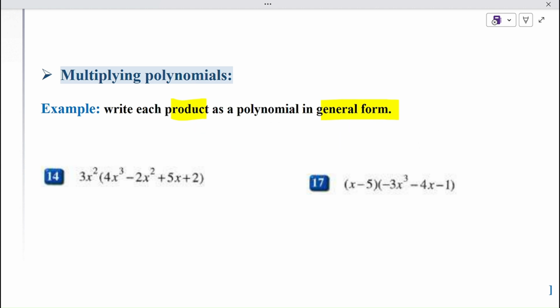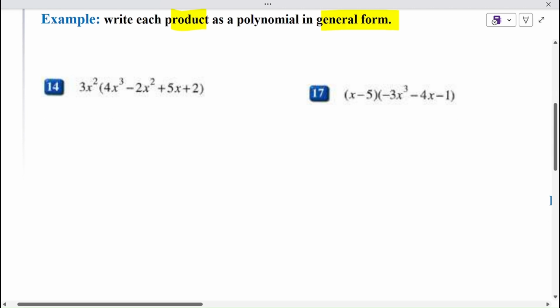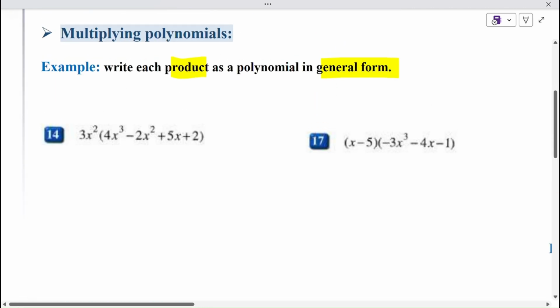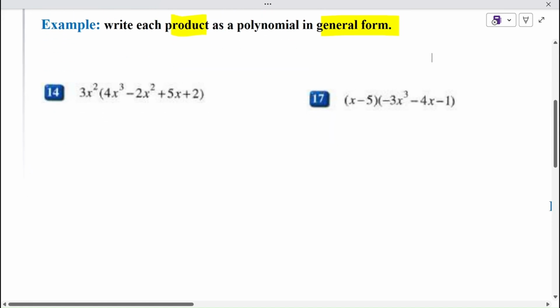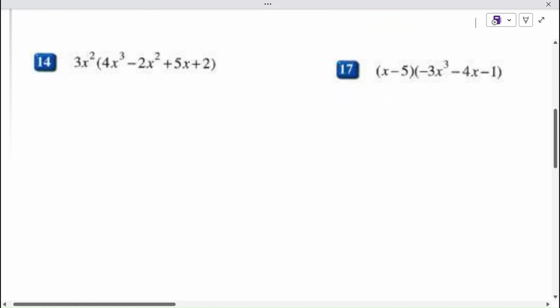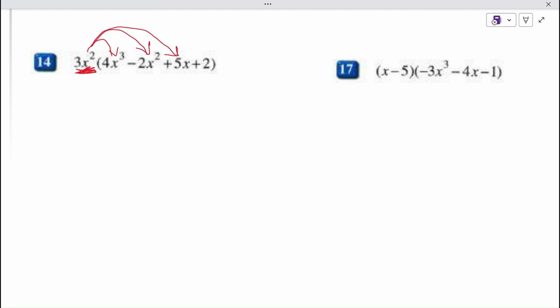So, what about this question? The question says write each product as a polynomial in general form. How can you multiply this? This is really easy. You can multiply this term by all the terms inside this bracket, like this. Okay, now let's multiply them.